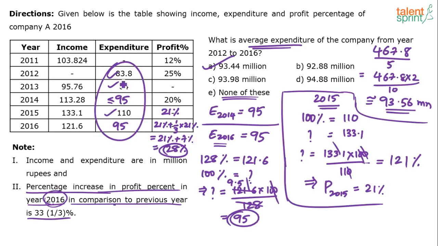See, in the average calculation, while 83.8, 84, 110 and 95 are precise, exact values, this was not 95, this was less than 95. That means my actual numerator is less than 467.8, which means the answer will be less than 93.56. The best option, which is less than 93.56 and very close to that, is option A only. C and D are anyway ruled out. B also is far away. It should be A or E. I would go for A. Okay, 93.44.